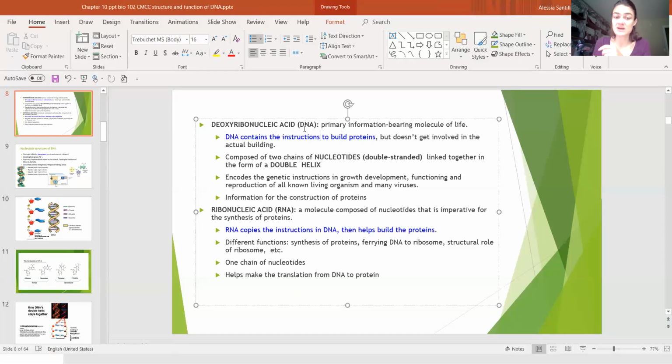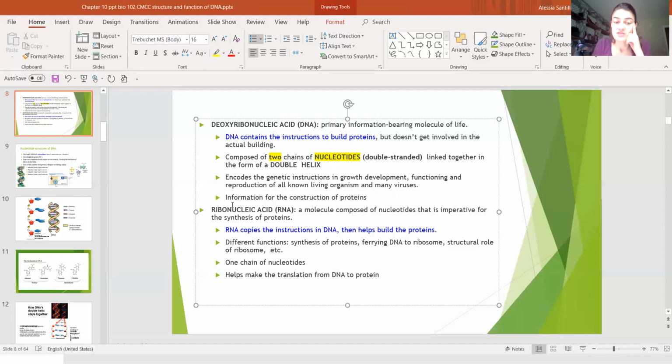So this code is made out of 2 chains, composed of, again, those subunits known as nucleotides. So it's 2 chains, that means it's double-stranded. Each strand is just a bunch of nucleotides, and they're linked together. In addition to being linked together, they are twisted to form a double helix. So again, it encodes the genetic instructions we need in growth, development, functioning, and reproduction of all known living organisms, and even some viruses.